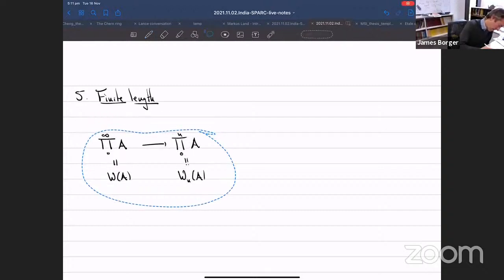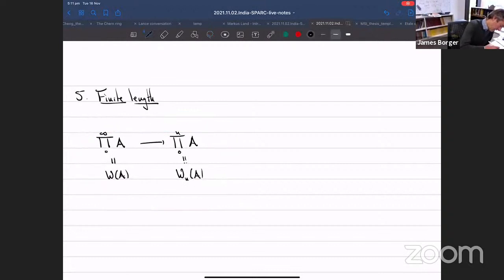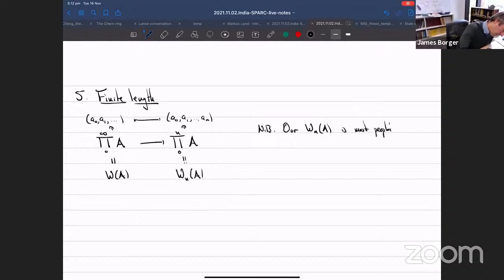Let me write it out explicitly. So it sends an infinite length vector to this. So one warning is that our Wn of A is most people's Wn plus 1 of A.